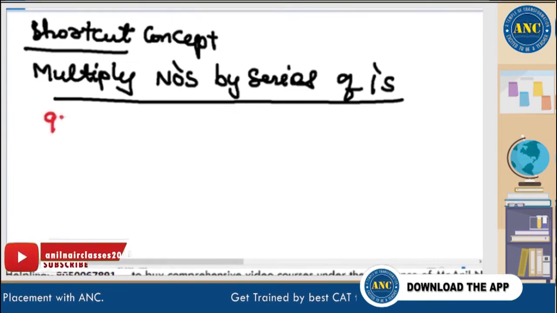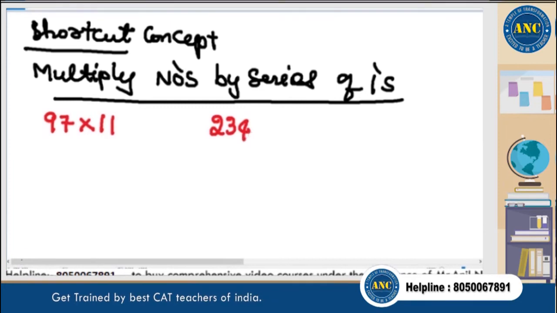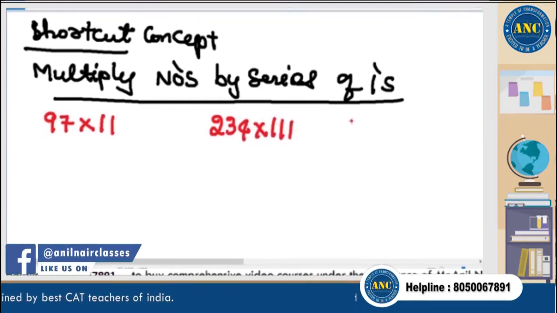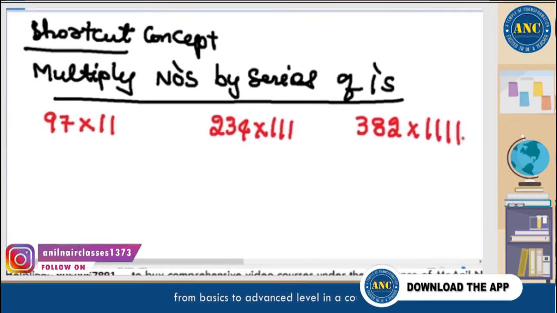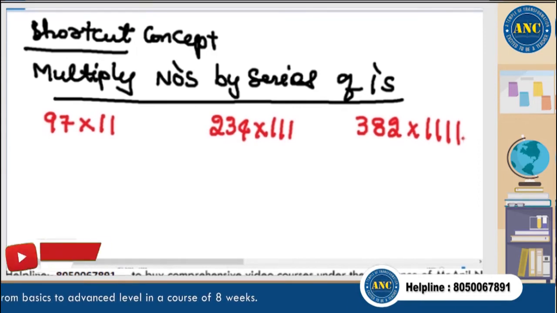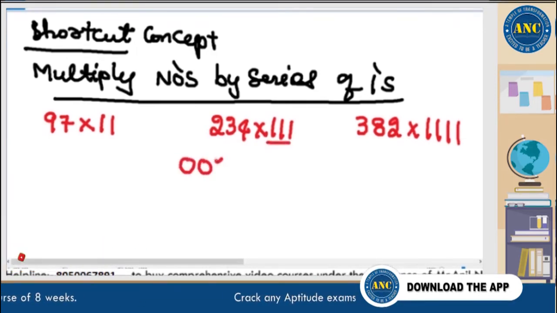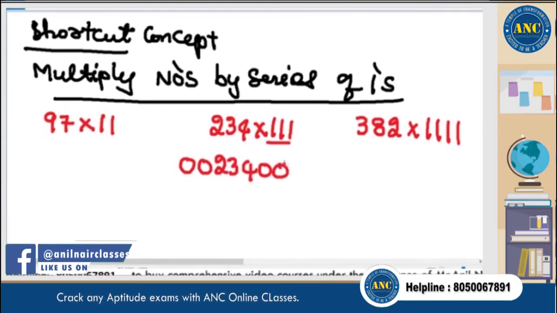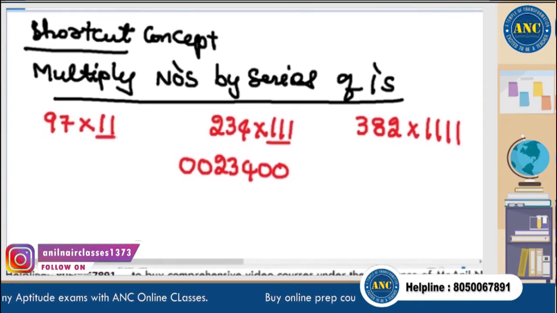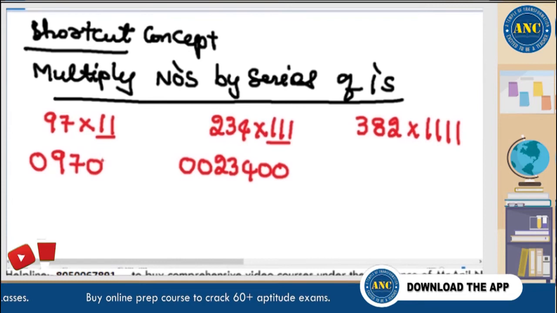97 into 11. Listen carefully. Next one, 234 into 111. Next one, 382 into 4 ones. 111 contains 3 ones. Put 2 zeros at the beginning and 2 zeros at the end. If there are 2 ones, put 1 zero at the beginning and 1 zero at the end.